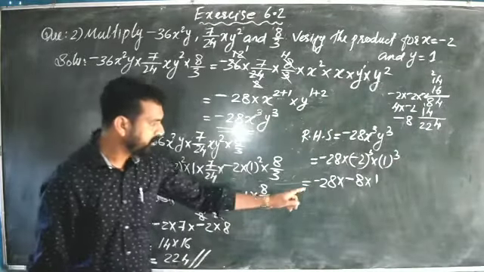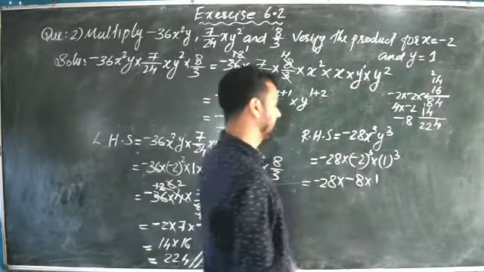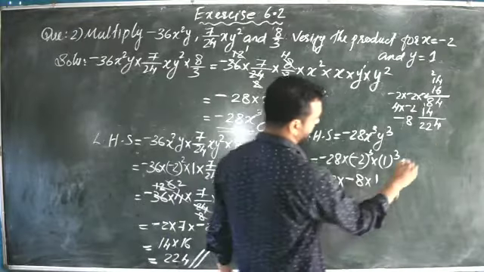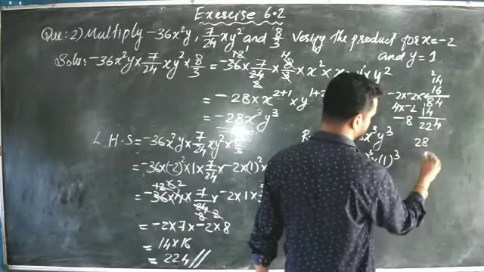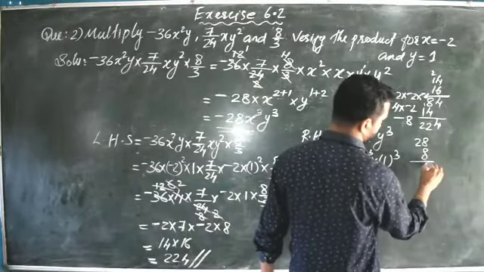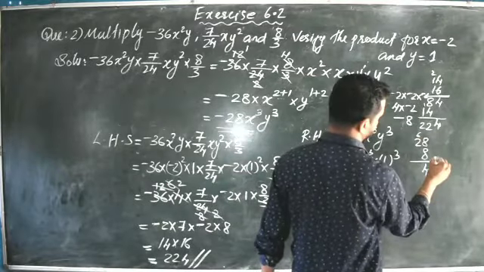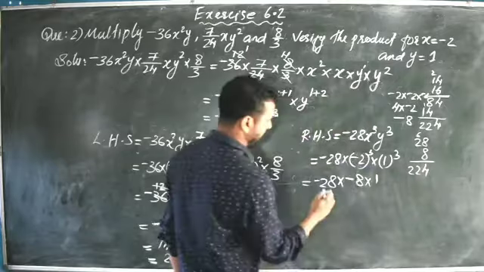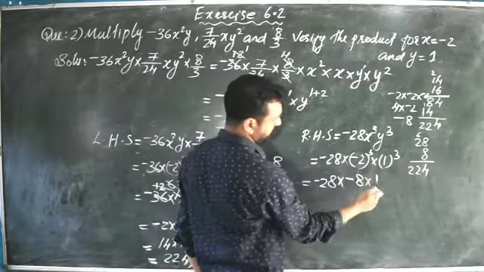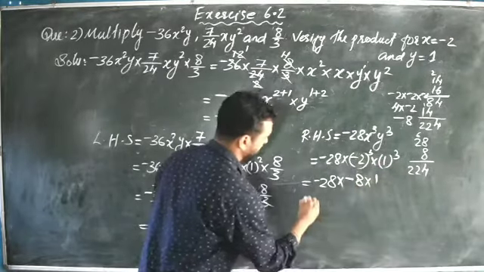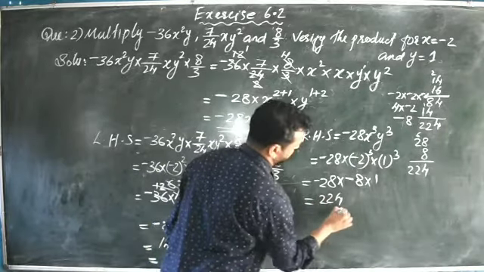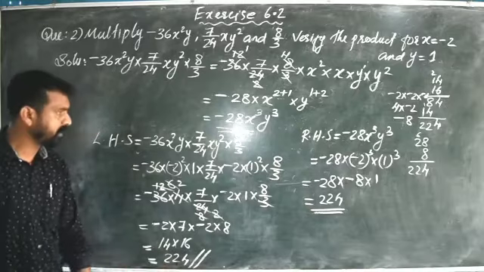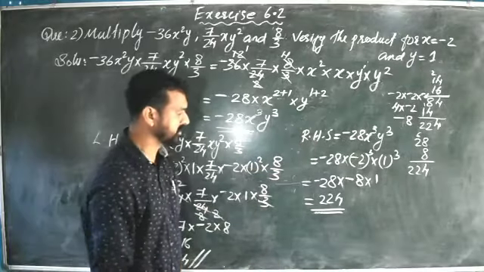Now multiply minus 28 into minus 8 into 1. Minus into minus, it will become plus. 28 into 8. 8 8s are 64, 4. Remainder 6. 8 2s are 16 plus 6, 22. 28 into 8 we got 224. Into 1 is equal to what we get answer? 224. So here left hand side we got 224 and right hand side also we got 224.